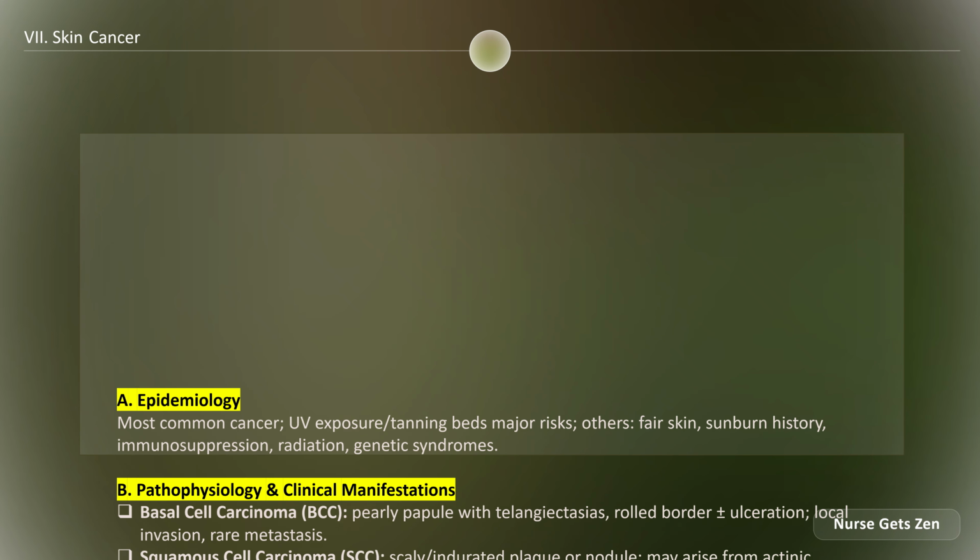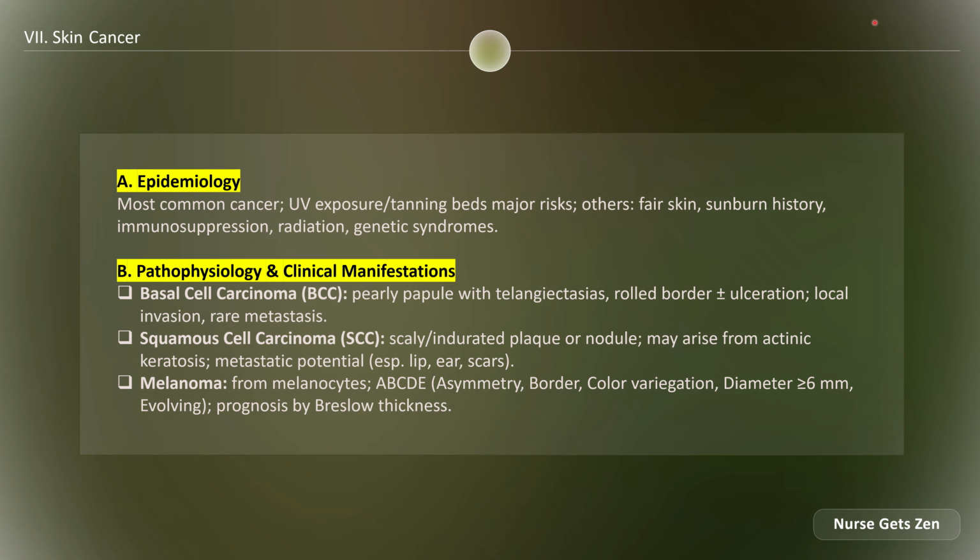Skin cancer. Skin cancer is the most prevalent type of cancer, and exposure to the sun is one of the primary risk factors. Ultraviolet light damages the DNA of keratinocytes, increases with extended time in the sun, and is a major contributing factor to the development of skin cancers.